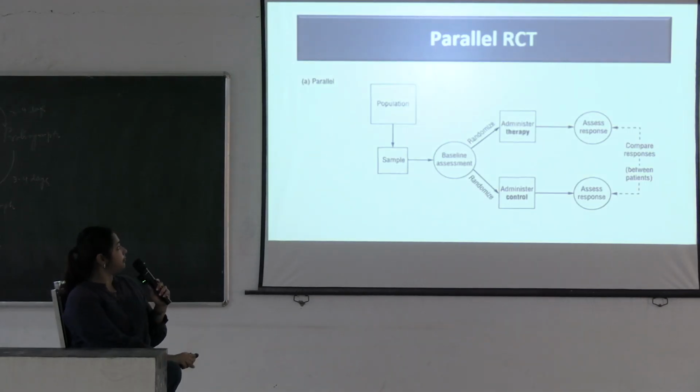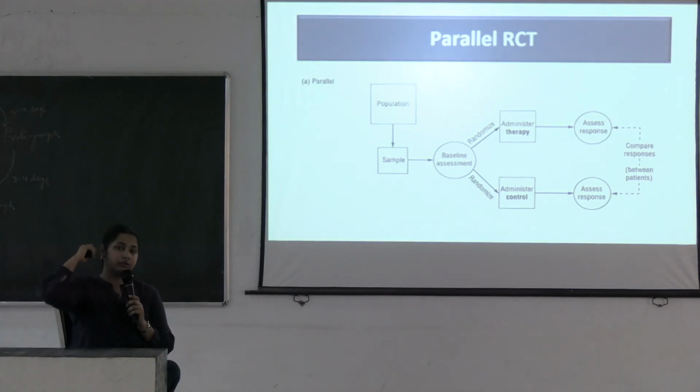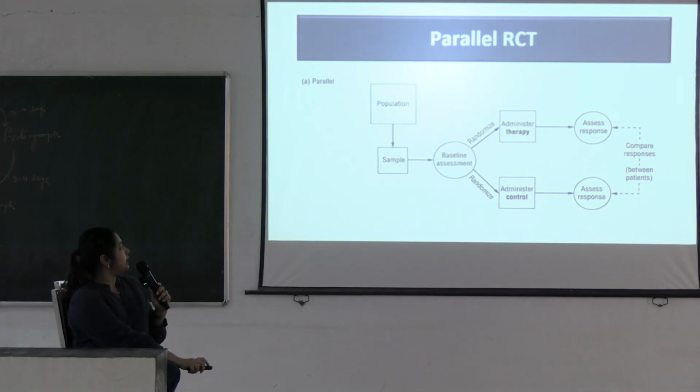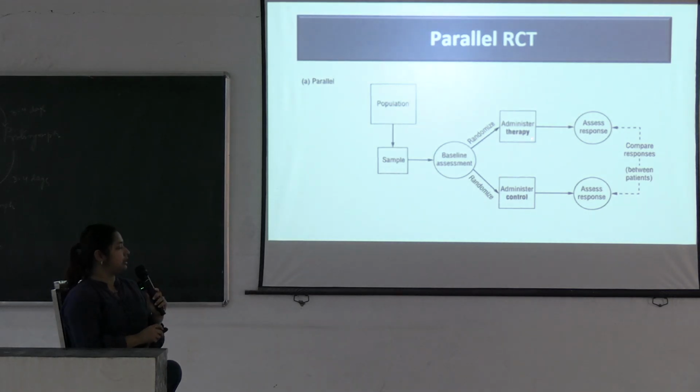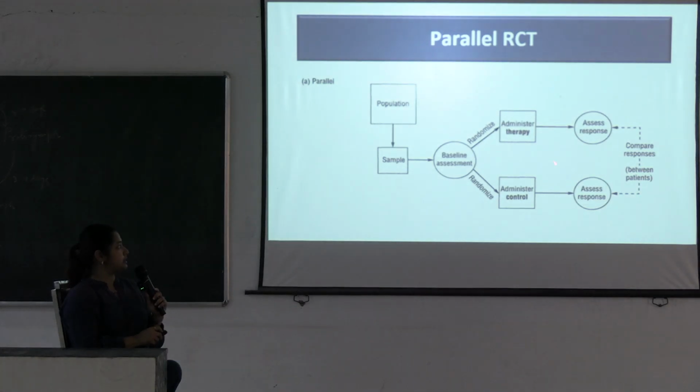Now there are the types of RCT. I told you there is the parallel RCT and there is the crossover RCT. Okay, what is parallel RCT? Very simple. Take the sample, you assess them and then randomize them into the therapy group and control group, or the intervention group and the control group, and then you assess the response. Compare the responses between the patients.